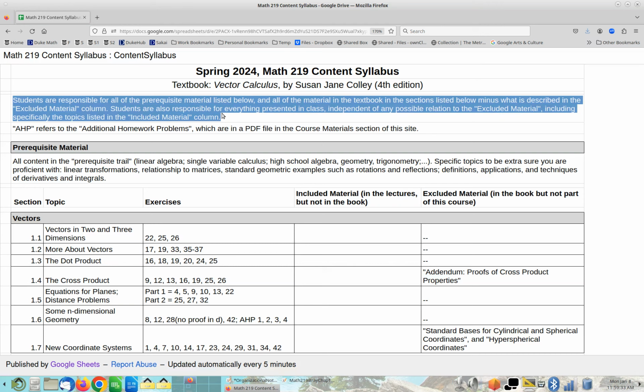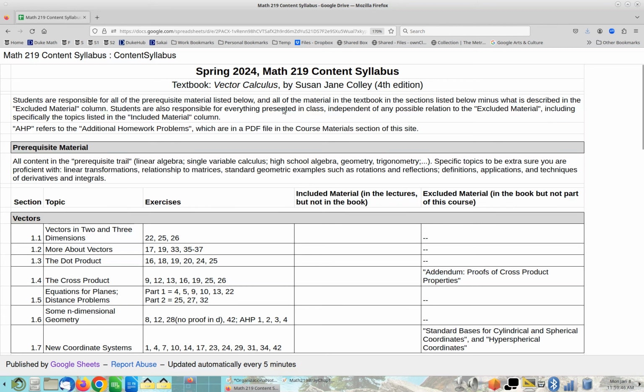I'm going to point you to this first cell right here that enumerates what I hope is obvious, that you're responsible for all the prerequisites, all the material in the textbook in the sections that we cover, and all the stuff in class. So again, hopefully obvious, but needs to be said. For the prerequisite material, I make a reference here to the prerequisite trail. The point is that everything in this course has prerequisite courses, which have their own prerequisites, which have their own prerequisites, and you can trace this all the way back down to algebra and geometry and stuff from high school.